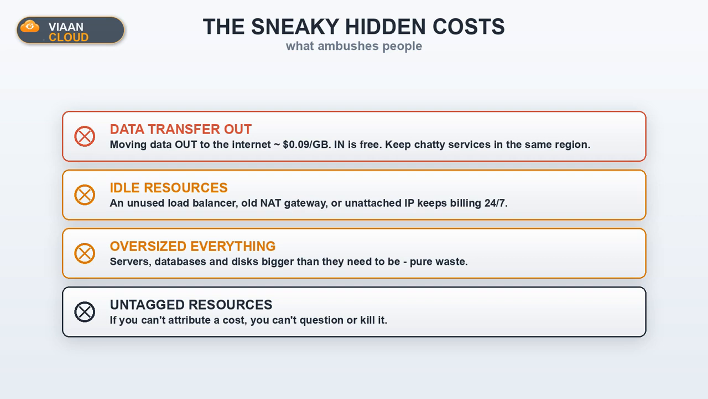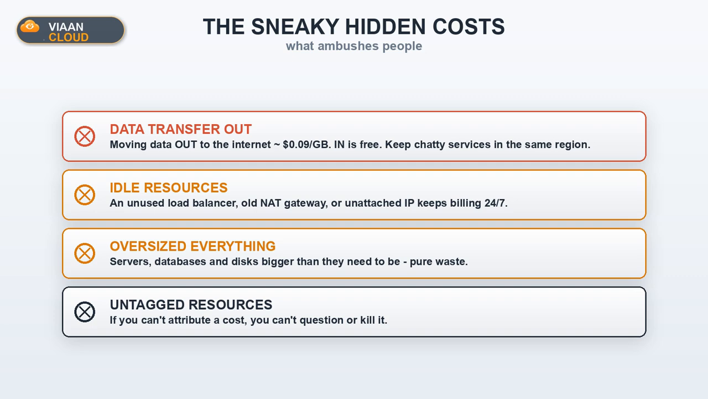Now the sneaky costs that ambush people, so you can dodge them. First, data transfer. Moving data into AWS is usually free, but moving it out to the internet, egress, costs around 9 cents a gigabyte, and at scale that adds up fast, so keep chatty services in the same region. Second, idle resources you forgot, an unused load balancer, an old NAT gateway, an unattached IP address, all quietly billing.